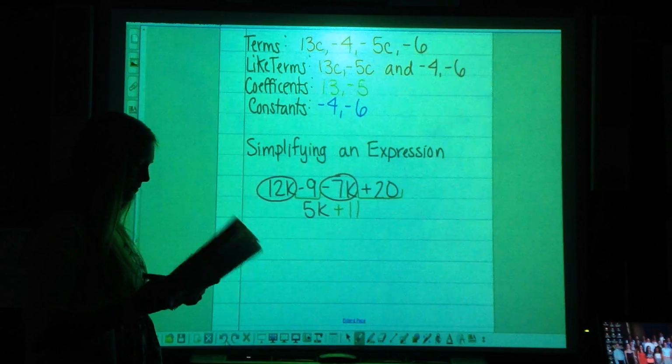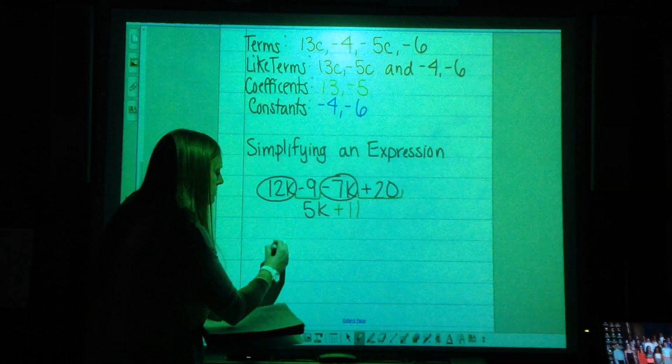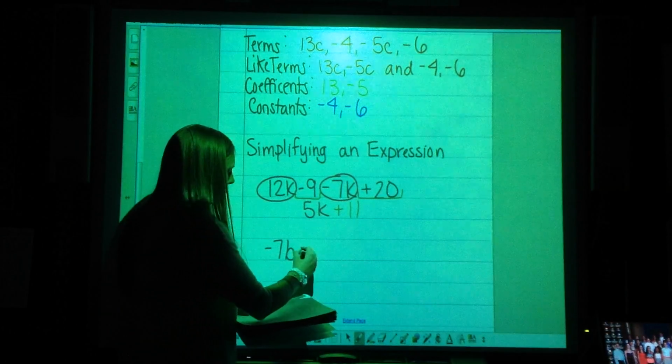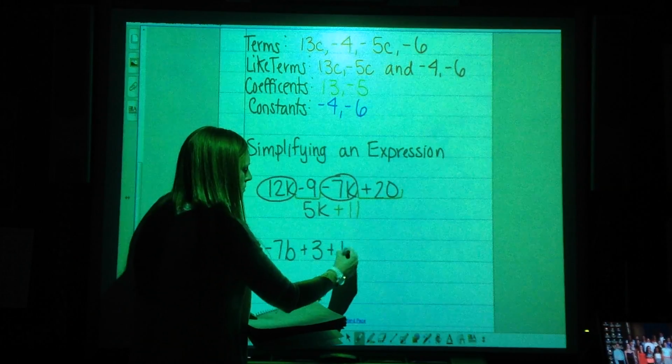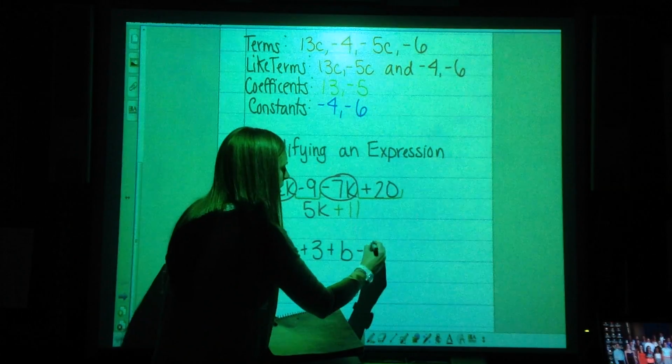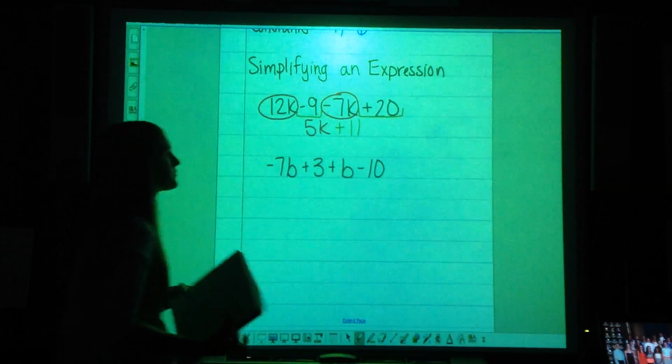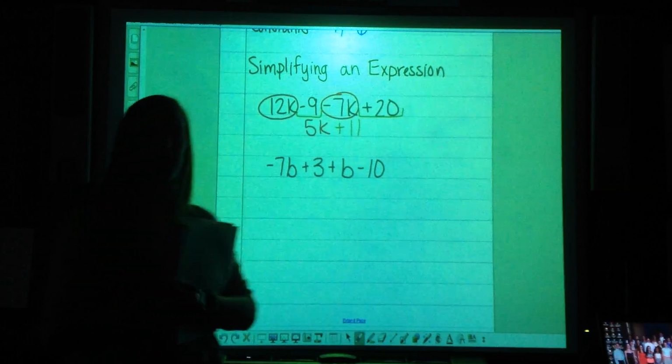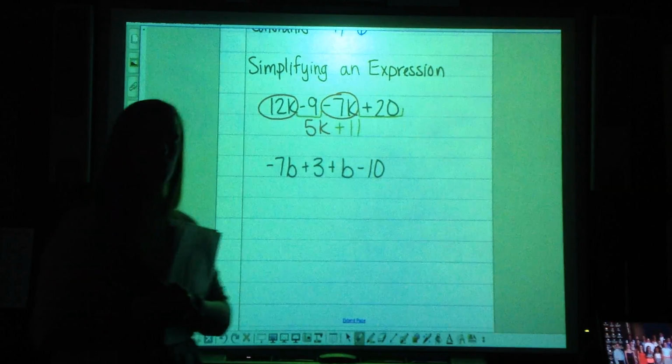Let's try another one. Negative 7b plus 3 plus b minus 10. Before you can combine anything, you need to identify your like terms.